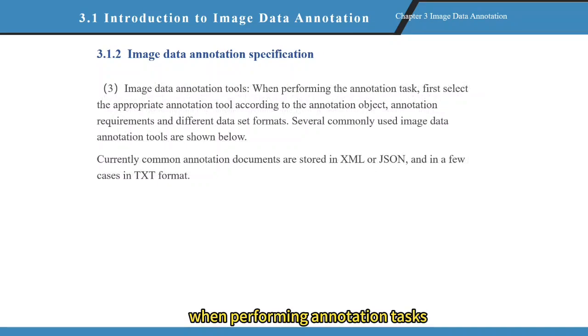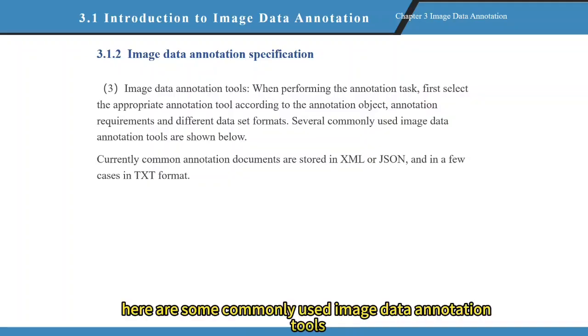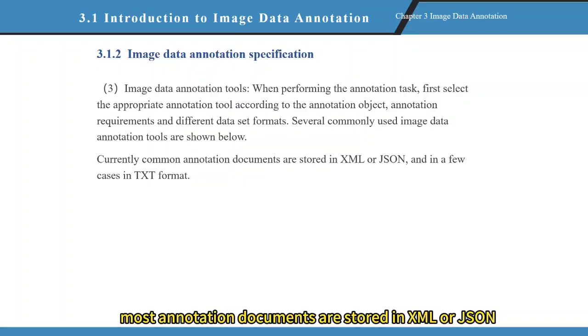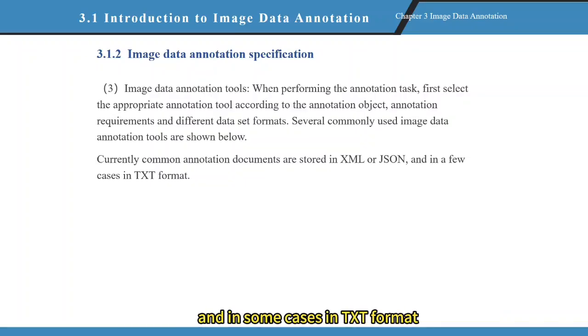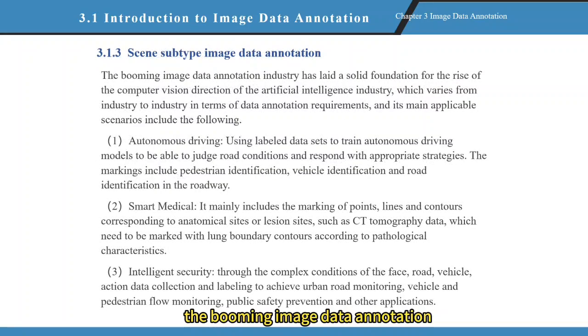When performing annotation tasks, we should choose an appropriate annotation tool based on the annotation object requirements and dataset formats. Here are some commonly used image data annotation tools. Currently, most annotation documents are stored in XML or JSON, and in some cases, in TXT format. The booming image data annotation industry has provided a solid foundation for the development of the computer vision field in the artificial intelligence industry. Different industries have different data annotation requirements.